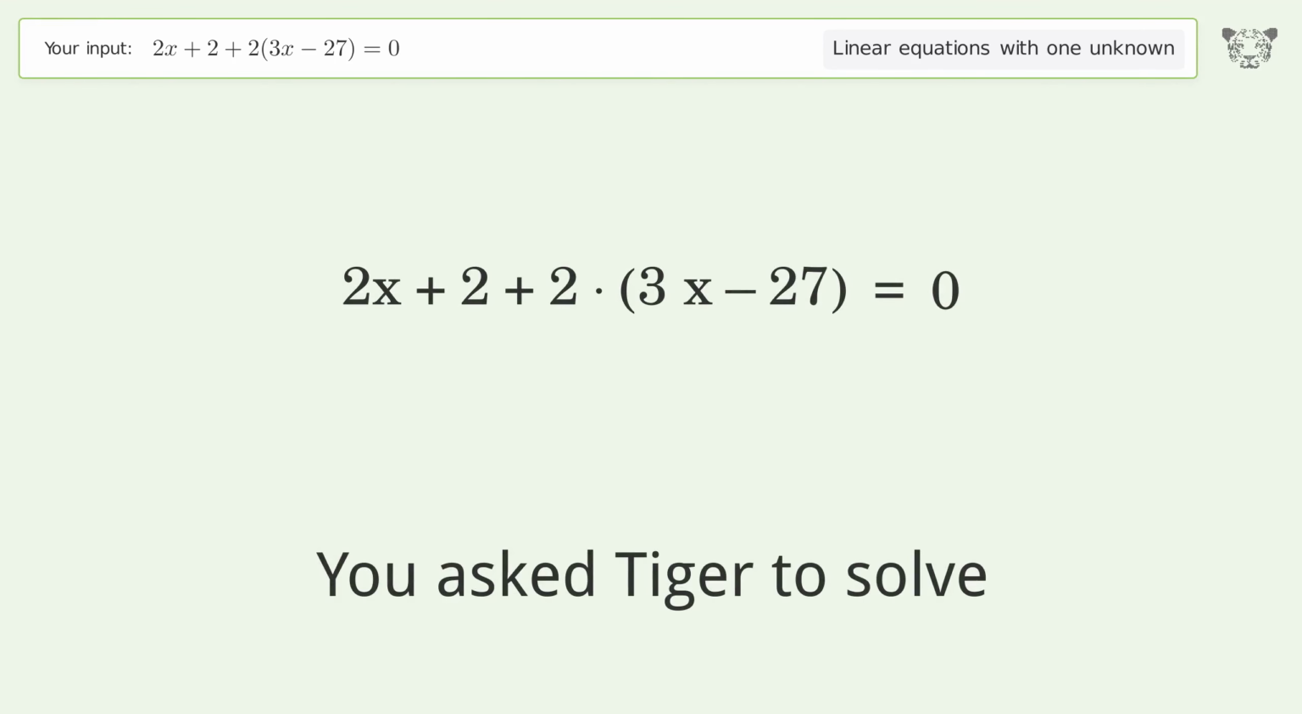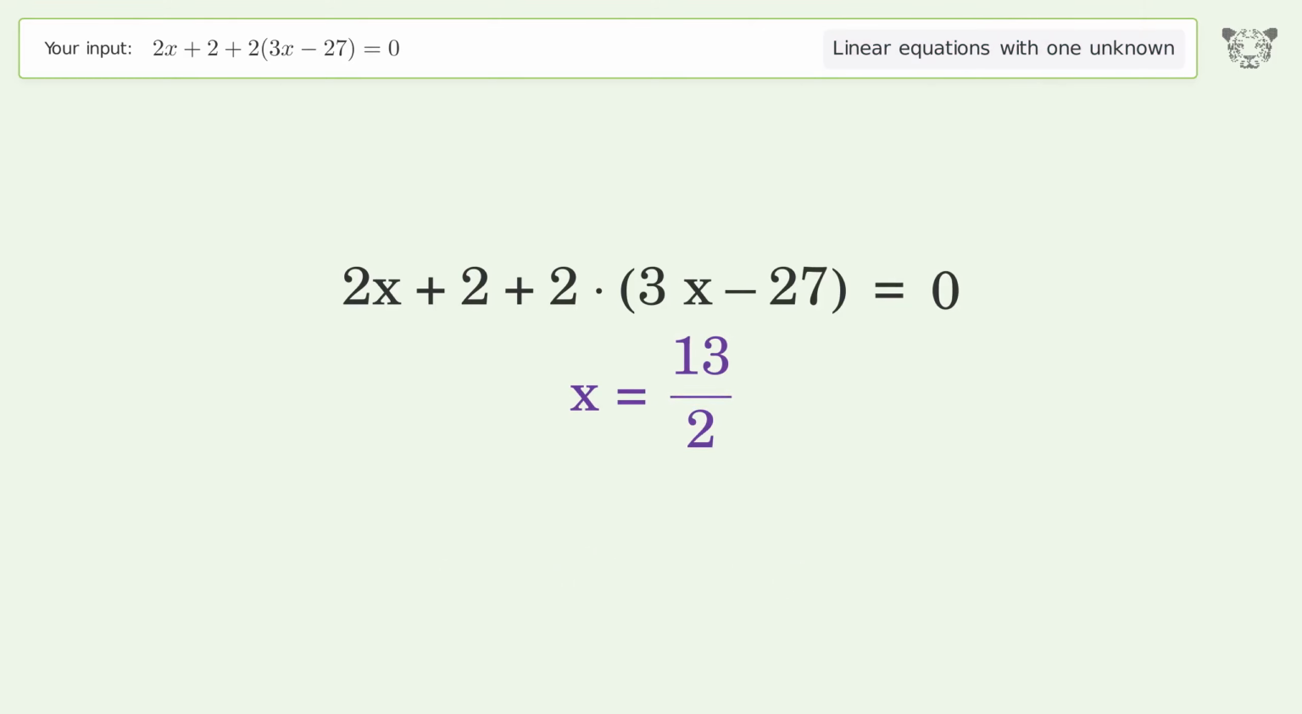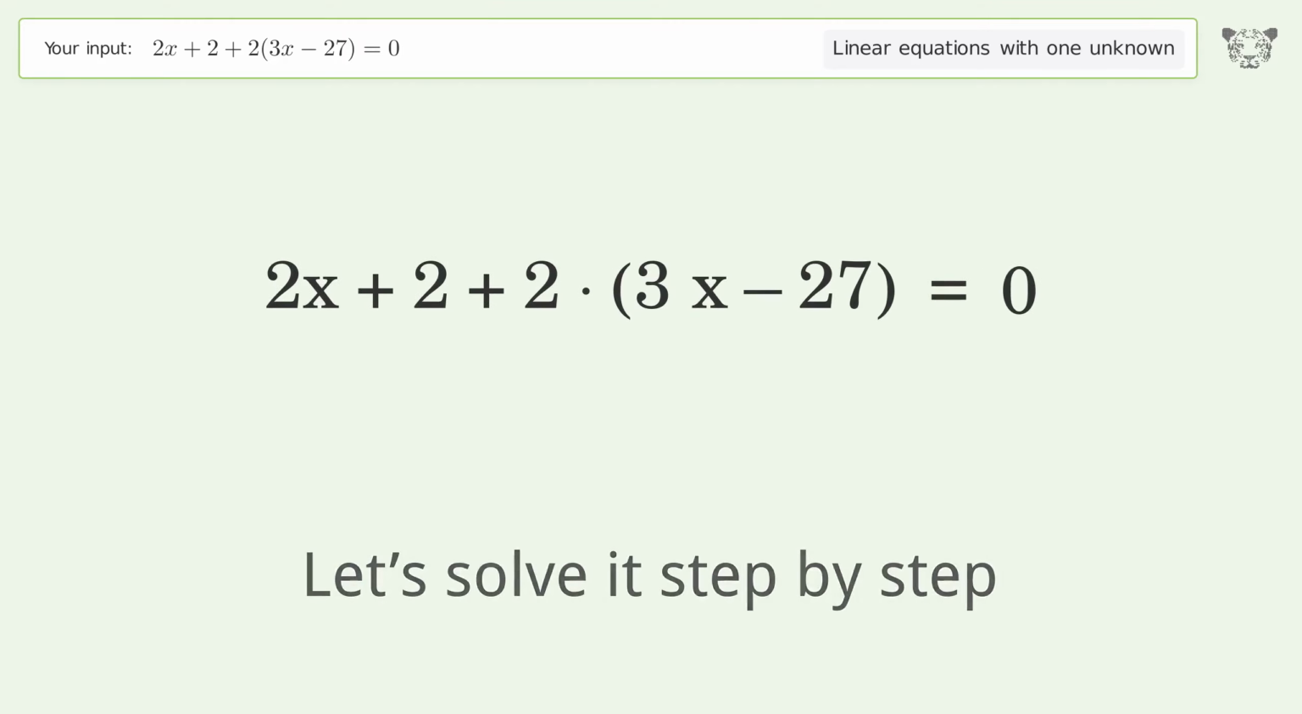You ask Tiger to solve this. It deals with linear equations with one unknown. The final result is x equals 13/2. Let's solve it step by step.